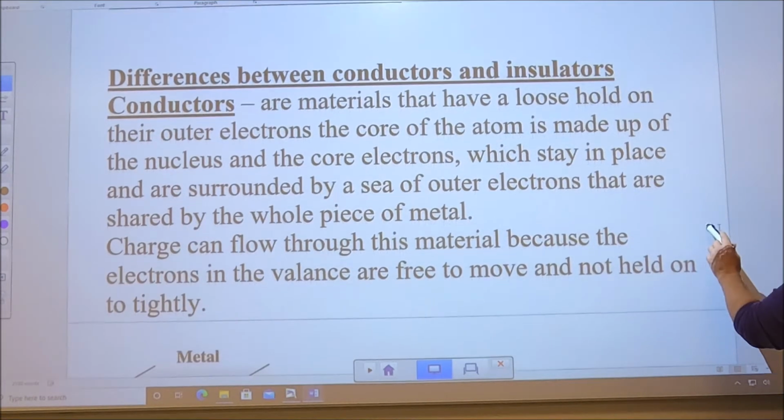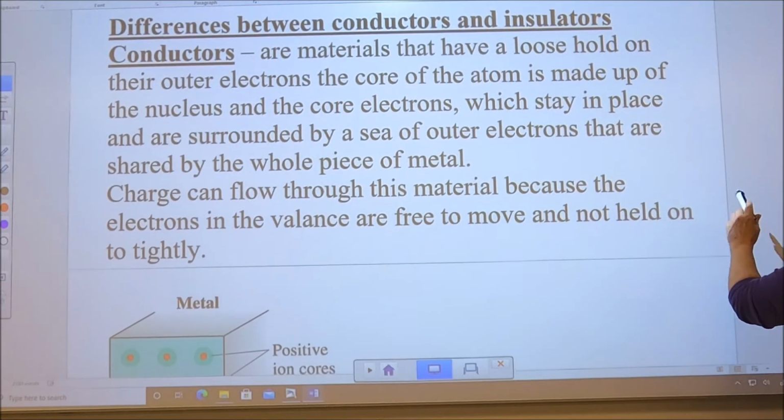Now, let's look at some of the differences between conductors and insulators. Okay, conductors are materials that have a loose hold on their outer electrons. The core of the atom is made up of the nucleus and core electrons, which stay in place and are surrounded by a sea of outer electrons that are shared by the whole piece. Most conductors are metals, so notice I said the whole piece of metal. Charge can flow through this material because the electrons in the valence shell are free to move and are not held onto tightly.